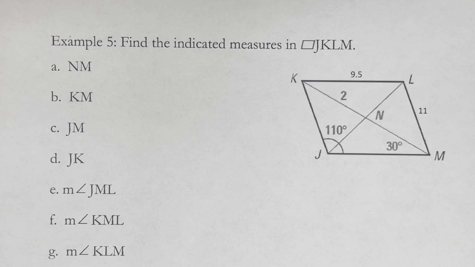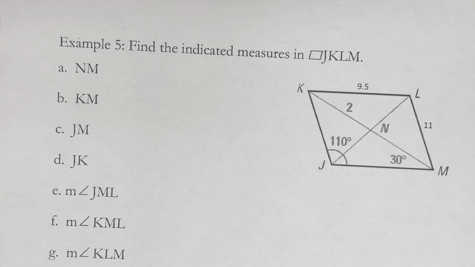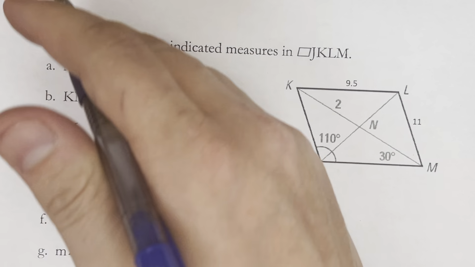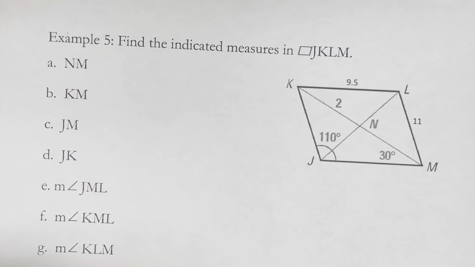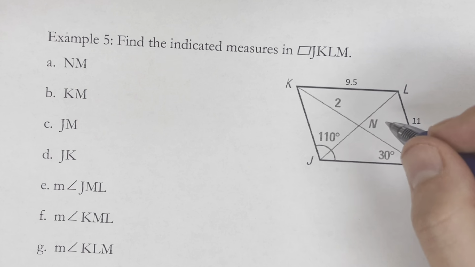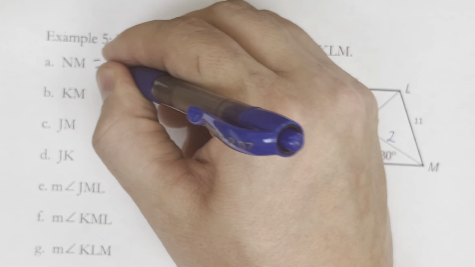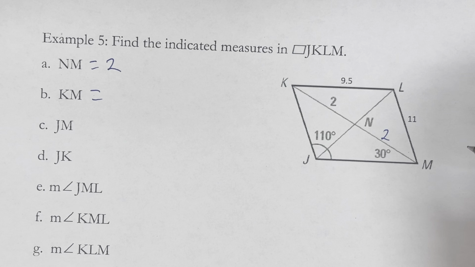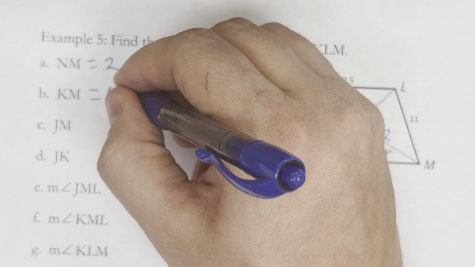So find all the indicated measures. So the first thing, I'm just kind of going to look at this thing. I could do it in any order that I really want. We'll start at the top. NM goes from here to here. The diagonals bisect each other, so NM is 2. KM, let's see, where's KM at? KM is the whole thing. 2 plus 2 is 4.